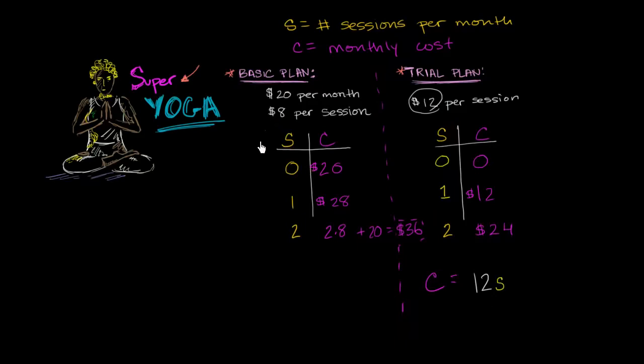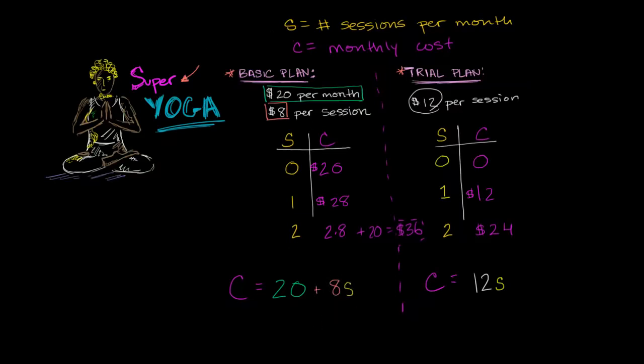Let's do the same thing with the basic plan. How can we express that as an equation? Well, we have our total cost. Regardless of what we do, any given month, we're going to have to pay the $20 per month. So no matter what we do, we're going to pay $20 from the get-go, and then we're going to pay $8 per session. So it's going to be $20 plus 8 times the number of sessions.